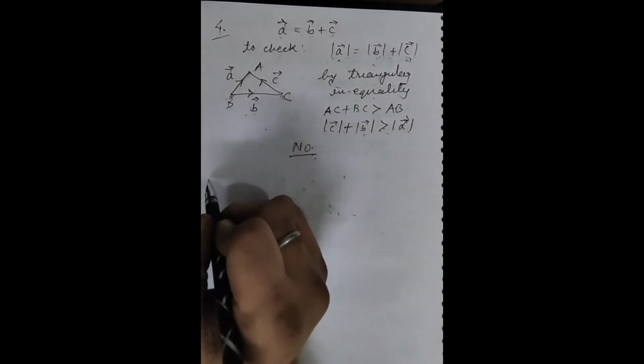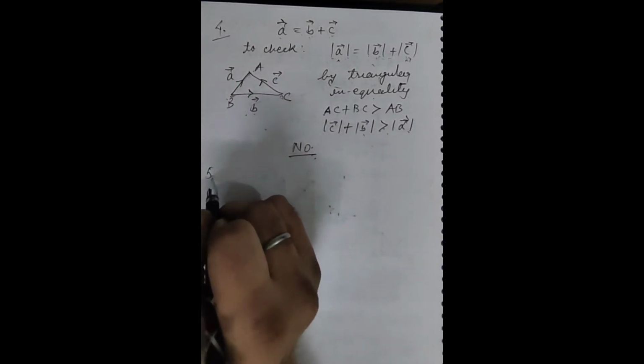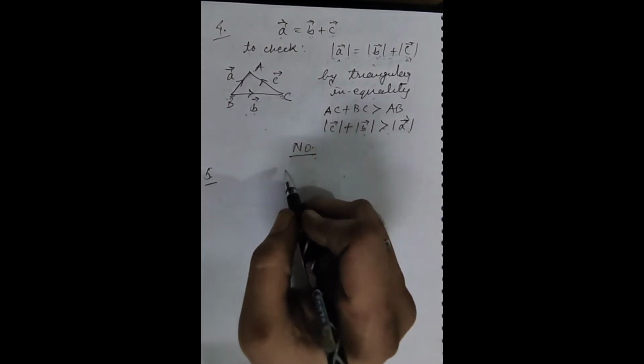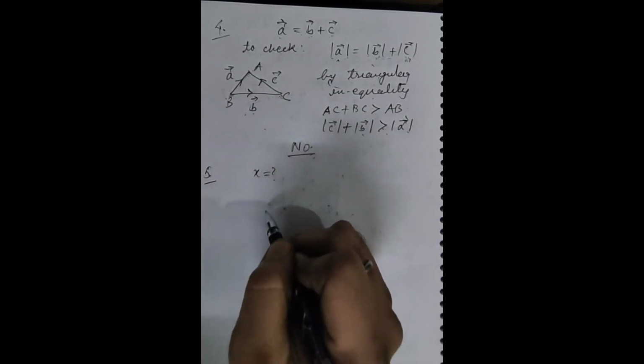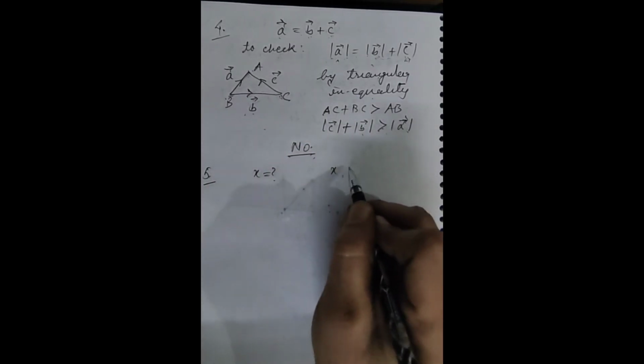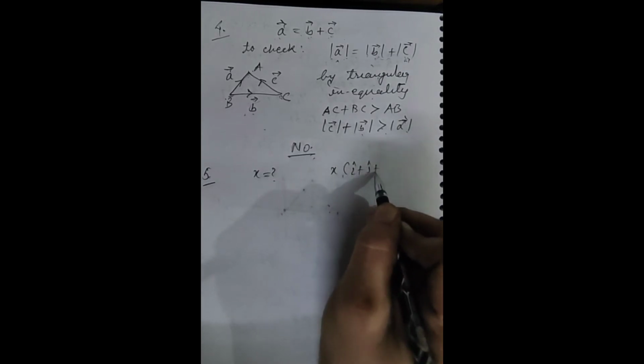As I said, this is completely based on the theories we have seen in earlier classes and applying vector theory. Now we will move on to question number 5 next. Find the value of x if x i plus j plus k cap is a unit vector.